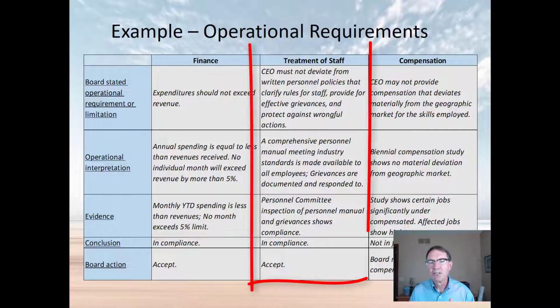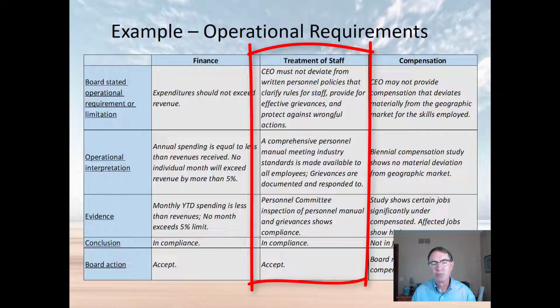Treatment of staff, another operational condition that you may be very concerned about. The board might state that the CEO must not deviate from written personnel policies that clarify rules for staff, provide effective grievances, and protect against wrongful actions. So the operational interpretation may be that a comprehensive personnel manual meeting industry standards is available to all employees, and grievances are documented and responded to.